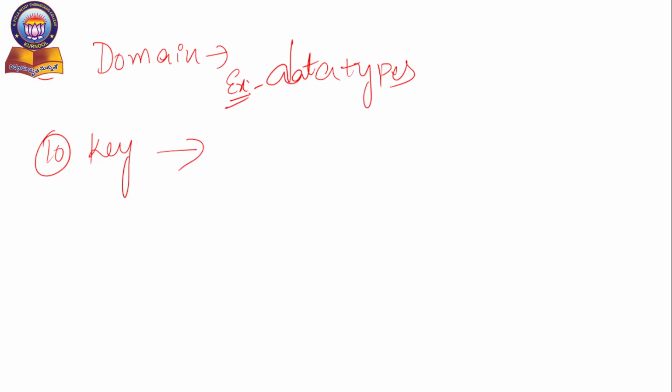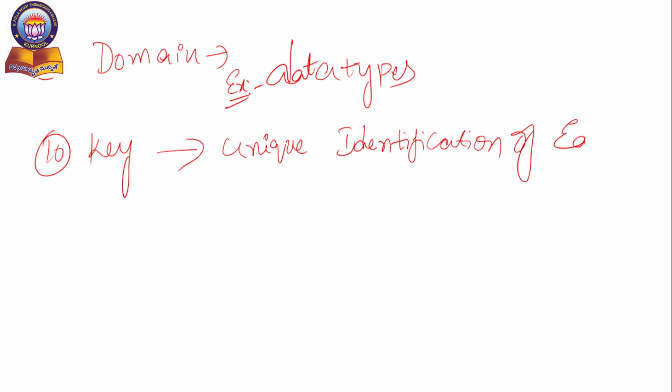Next one, domain. Each and every attribute has a domain, that is, a type and range of values allowed for the attribute. Example, data types. Next, key. A key is also one of the attributes, which is used for unique identification of each row of the table.